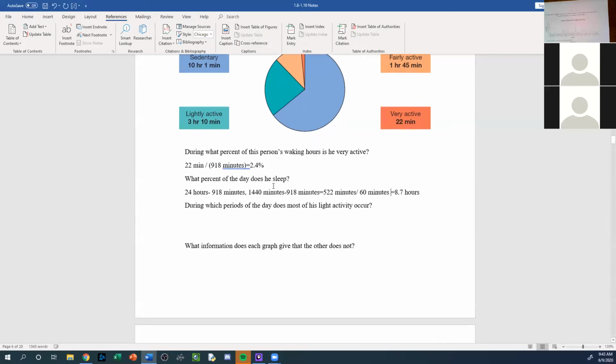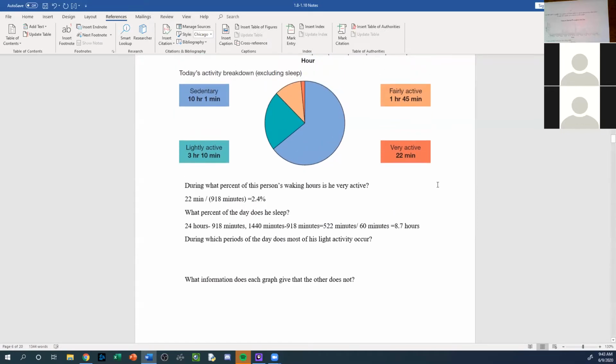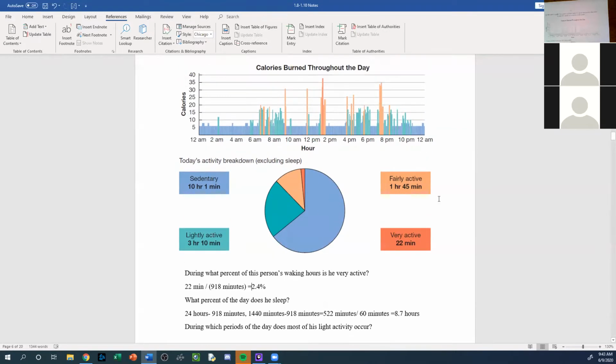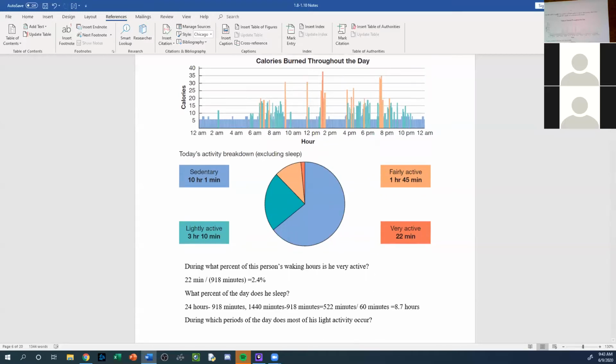Okay, so we have those first two answered, right? So which graph should I use, the pie graph again or this bar graph up here? During which periods of the day does most of his light activity occur? Which one is going to be better to show me what time his light activity will occur?